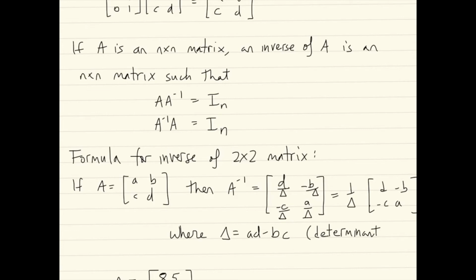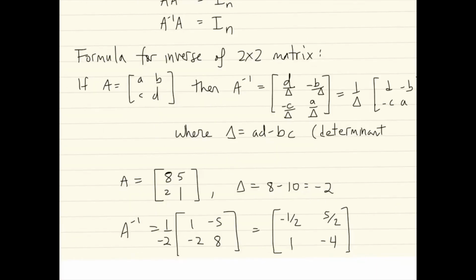Now for 3 by 3 matrices, there is a formula, but it's not so easy. Here's an example of a 2 by 2 matrix, and we find its inverse. So the formula says to find A inverse, you take the original diagonal and flip it. So 8, 1 becomes 1, 8. Tack on minus signs onto the off diagonal terms, and then divide every entry by the determinant.